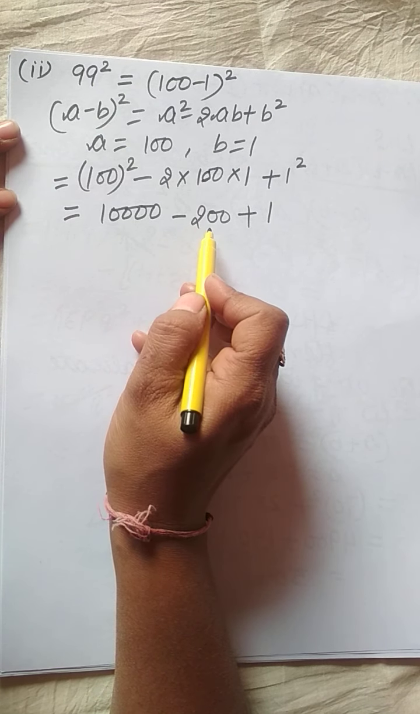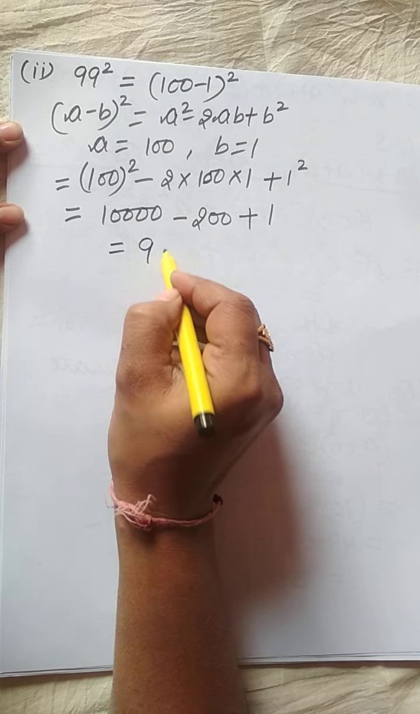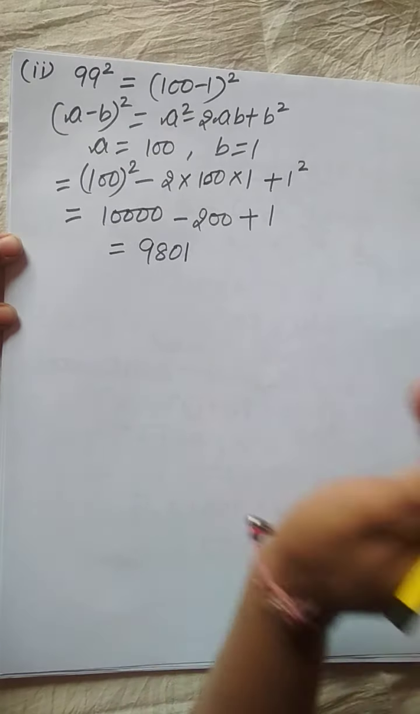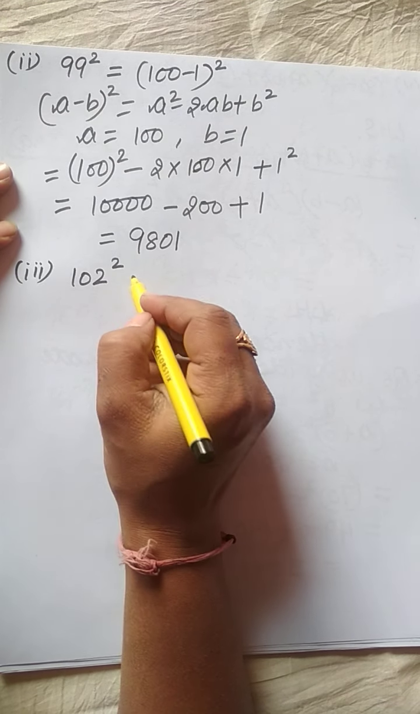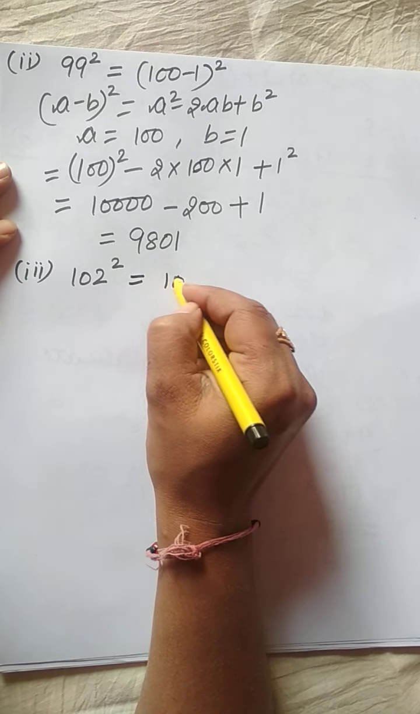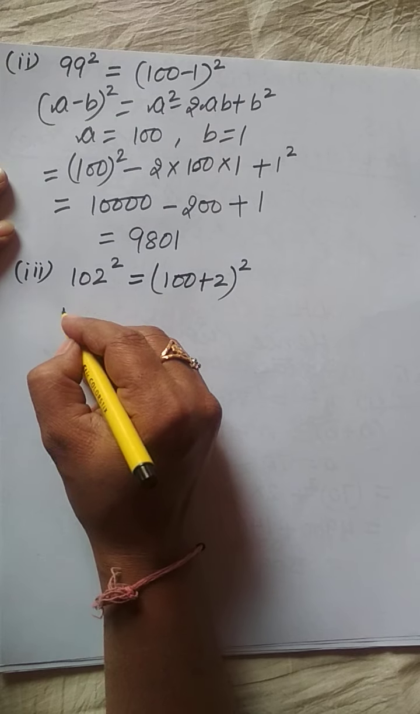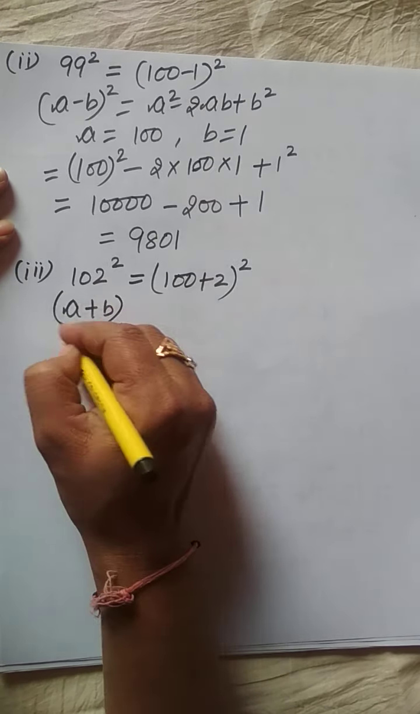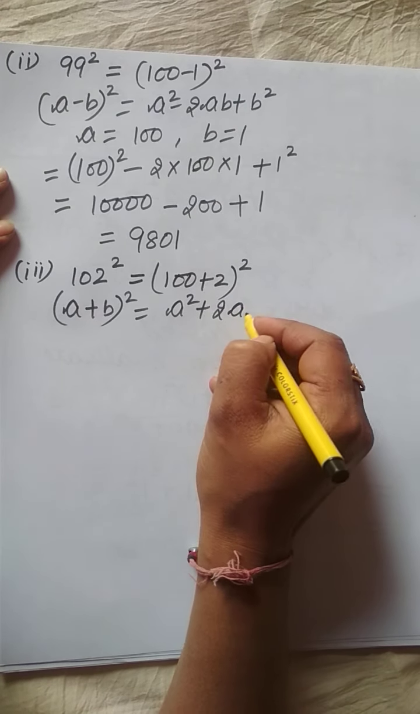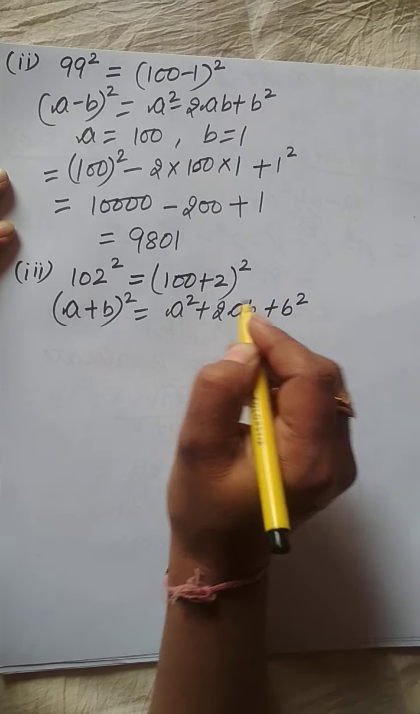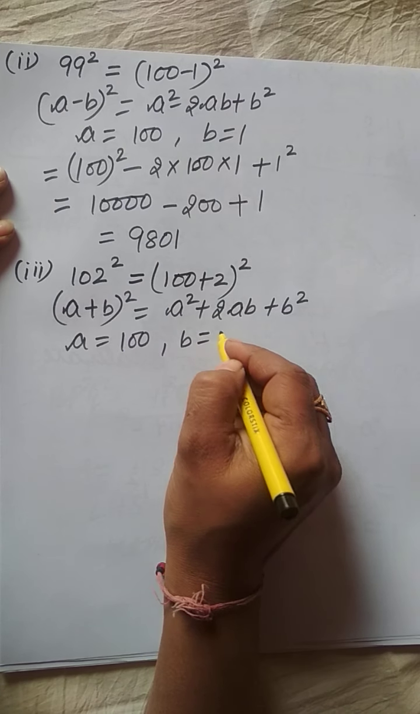10,000 minus 200 is 9800. 9800 plus 1 is 9801, which is the answer. Next is 102 square, which can be written as (100 plus 2) square. This is the type (a plus b) whole square, which is equal to a square plus 2ab plus b square. Now the value of a is 100, b is 2.